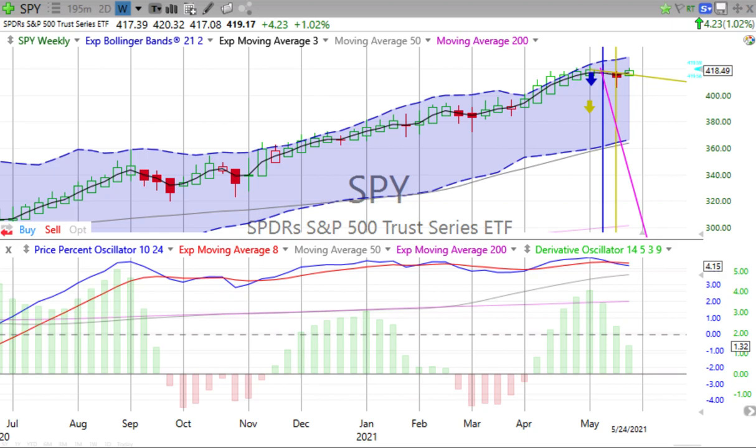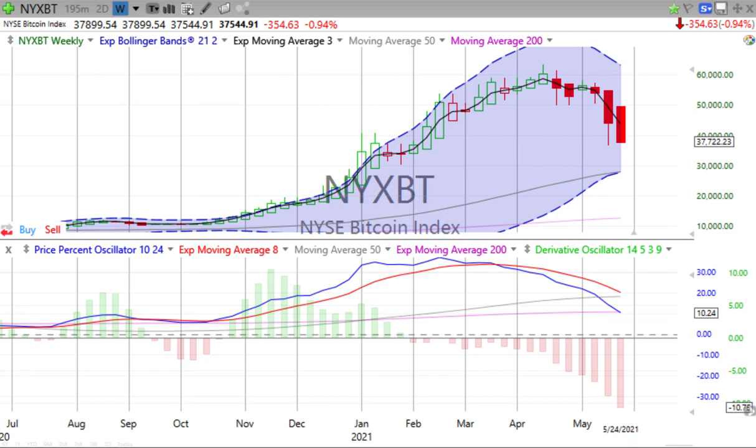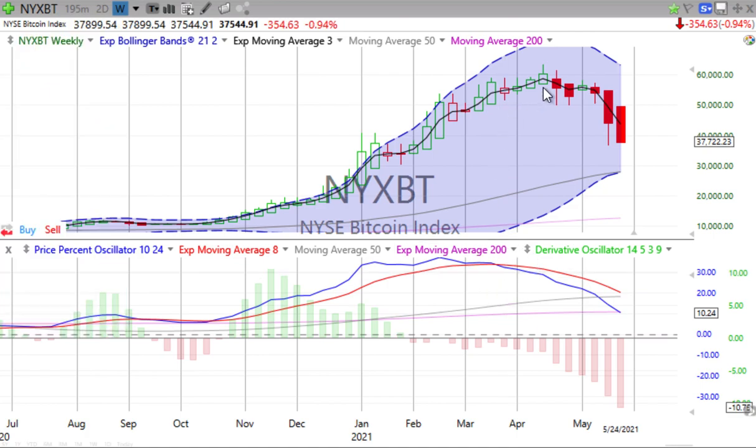Now, of course, let me jump. I don't usually do this, but we're going to start off with Bitcoin. Why do I start off with Bitcoin? Well, I start off with Bitcoin because the price percent oscillator crossed over going down on Bitcoin back on Friday, the 26th of March. Bitcoin went ahead up 3 more weeks, and then the devolution started as Bitcoin is hammered down, down, down, down again today. Not a lot, 0.94%.